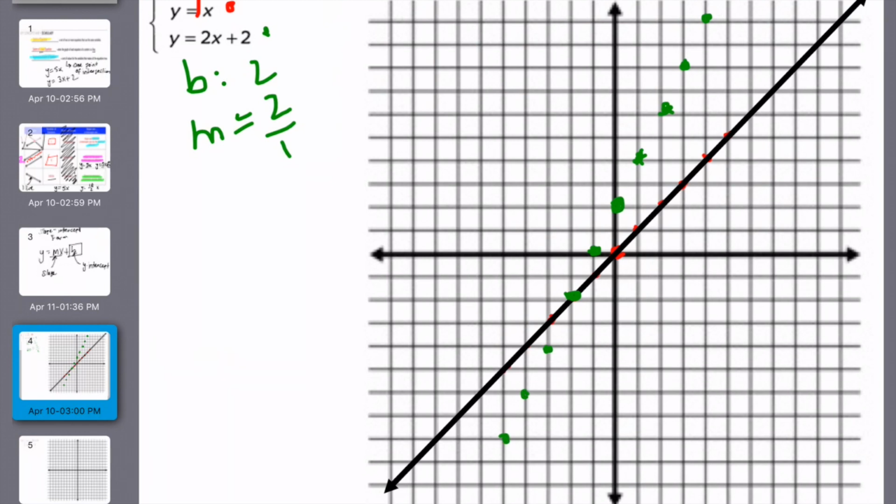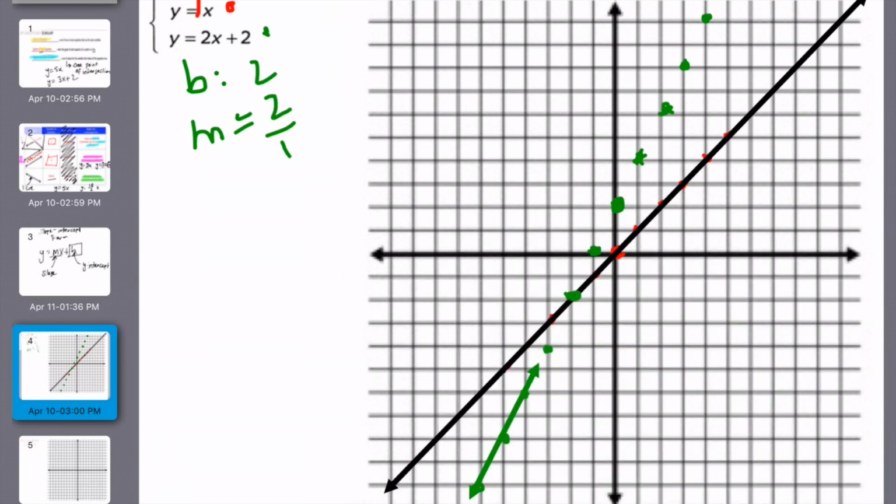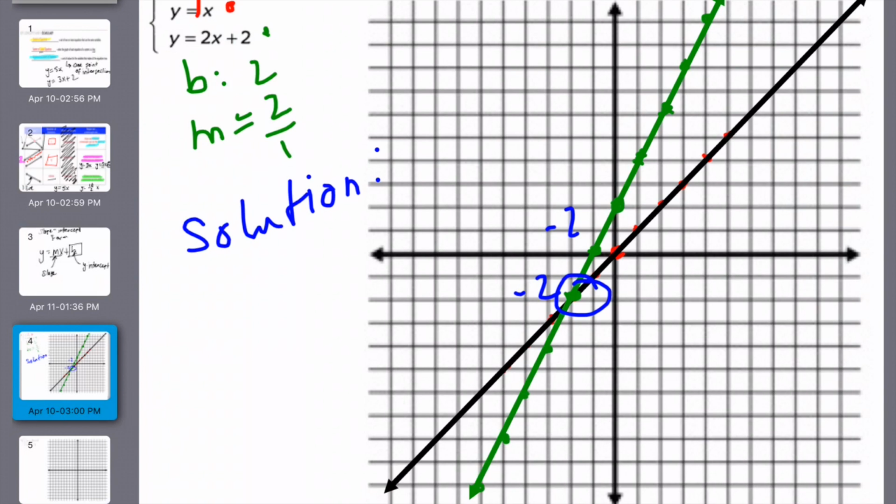So I'm just going to keep going, just that way it's a little bit easier for me to make my lines. So I'm going to draw my lines and let's see if I can change it to green. Okay, so let's go here. So I can see that that's going to be my line, and I can also see where my intersecting point is. I can see that I have an intersecting point right here at -2, -2. So the solution is one solution with the point being -2, -2.